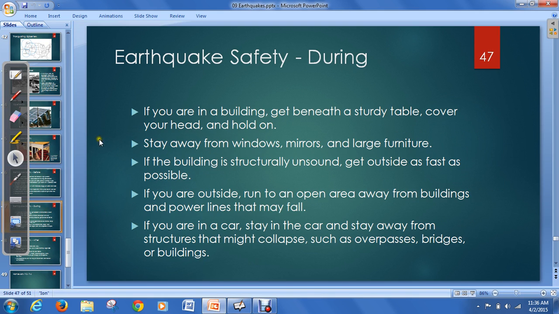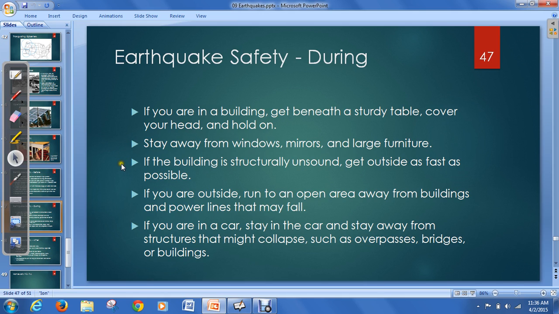Okay, during the earthquake, some things you probably want to do are, if you're in a building, get beneath the sturdy table, cover your head, and hold on. This is probably something you've learned. But here's some other ideas. Stay away from windows, mirrors, and large furniture. Anything that will tip over, anything that could shatter. You don't want to be near those things.